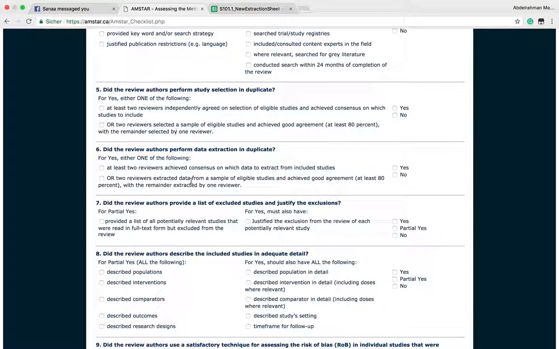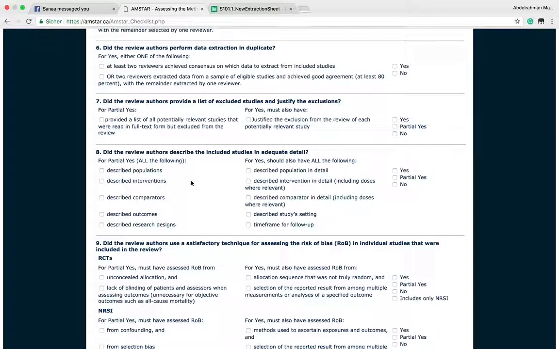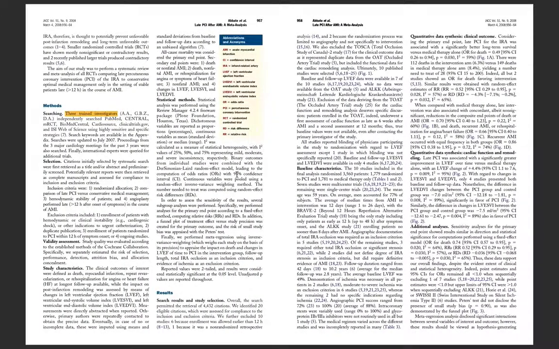Number 7. Did the review authors provide a list of excluded studies and justify the exclusions? Okay, let's see this. Not all the studies do this, but here I saw it. I'm pretty sure I saw it.